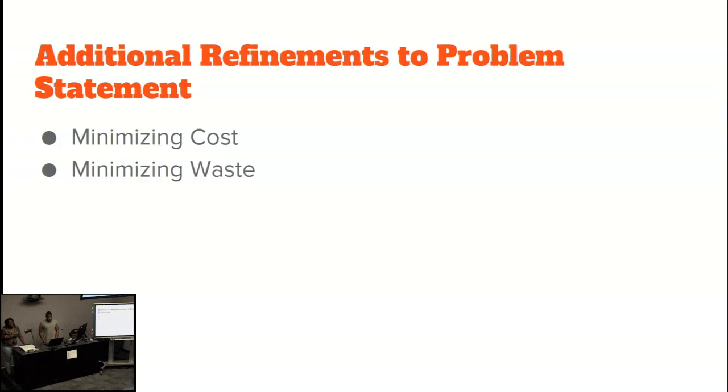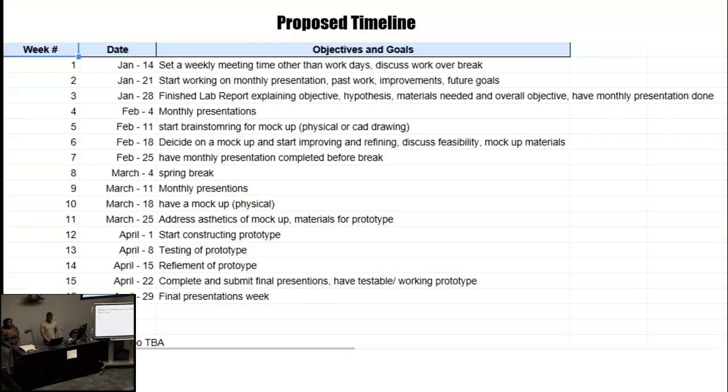So some of the refinements that we've made to our problem statement as this past month has gone on is we're trying to minimize cost specifically and also minimize waste in regards to our PD solution. So essentially, we have planned that before spring break, we should have a SolidWorks drawing or model of what we want to do. So after spring break, we can begin prototyping and designing and testing it out.